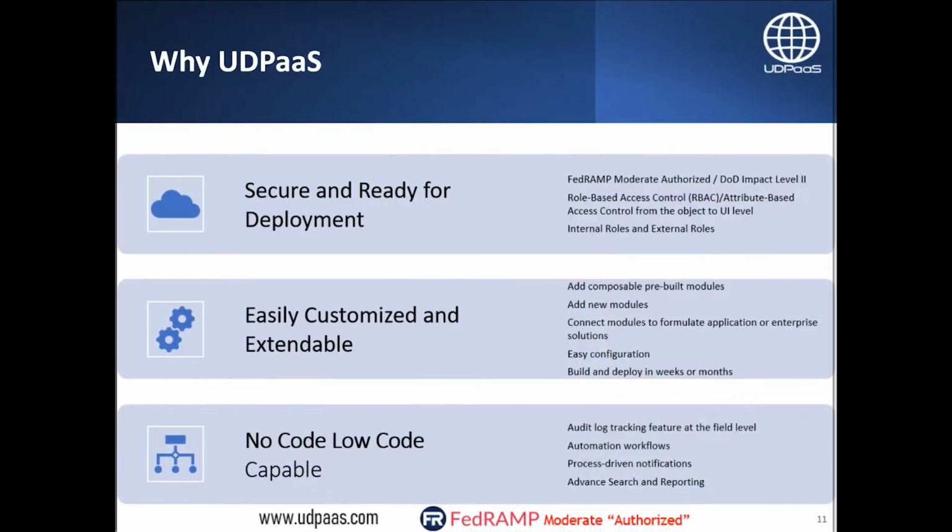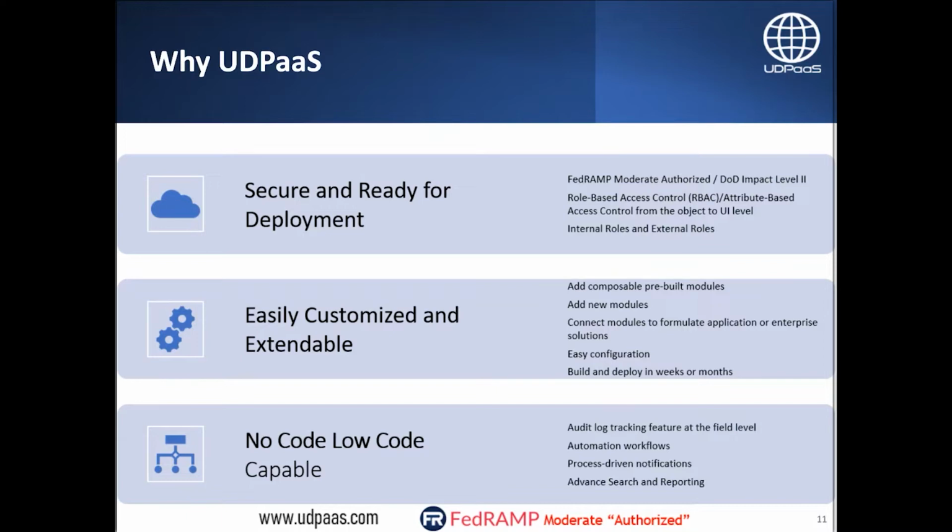Why UDPaaS? First, we are FedRAMP certified to the moderate level and ready to deploy immediately. UDPaaS protects the agency's data where the loss of confidentiality, integrity, or availability could be expected to have a serious adverse effect on operations, assets, or individual information. These are all protected with encryption.